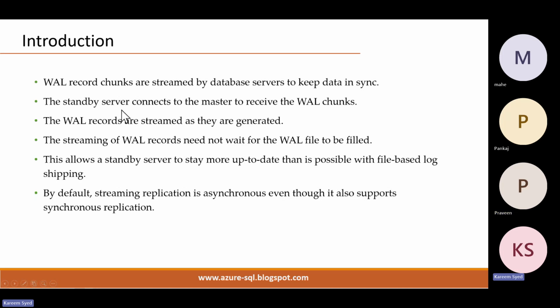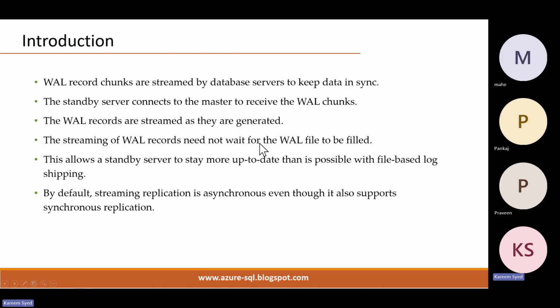The standby server connects to the master to receive the WAL records. That's why the primary is not sending; the standby will connect to the primary and receive the WAL records. The WAL records are streamed as they are generated. Normally, once they are committed, the streaming of WAL records need not wait for the WAL file to be filled, because they are streamed immediately.